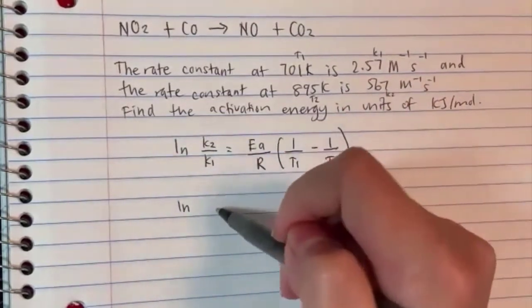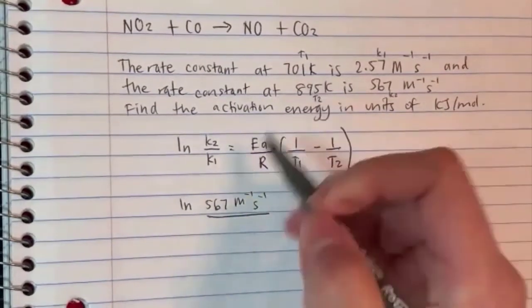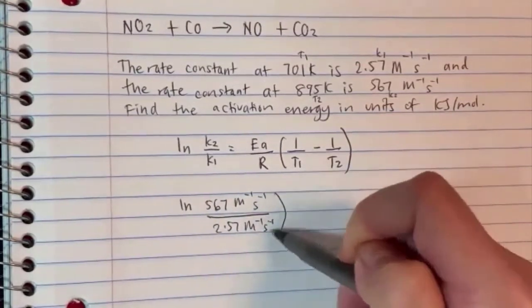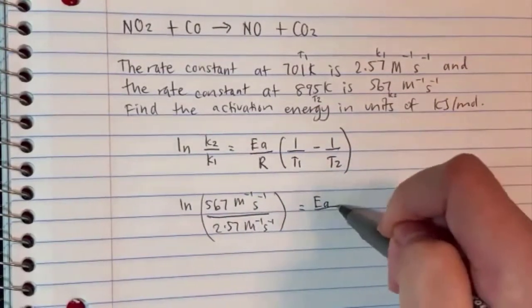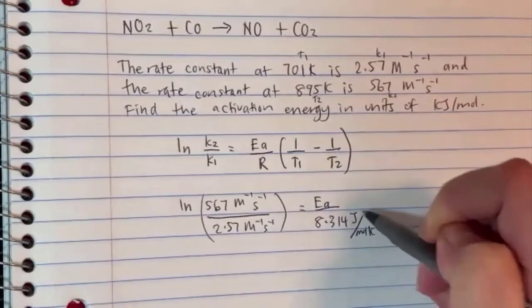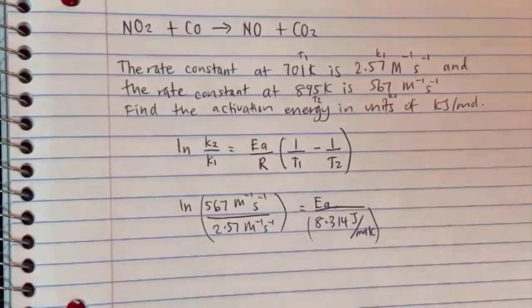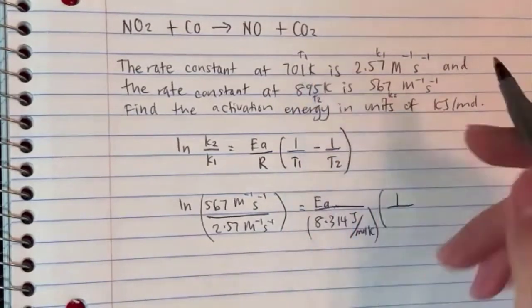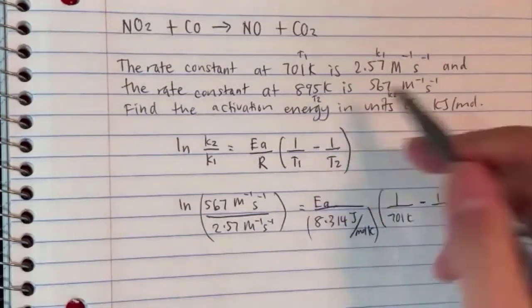ln K2, which is that one, over K1, 2.57, equals the EA, which we're looking for, over R. We'll go ahead and put that in, 8.314 joules per mole Kelvin. I think on your periodic table it says 8.315, but you'll be okay either way, it's close enough. And then we'll do 1 over temperature 1, which is 701, minus 1 over temperature 2.